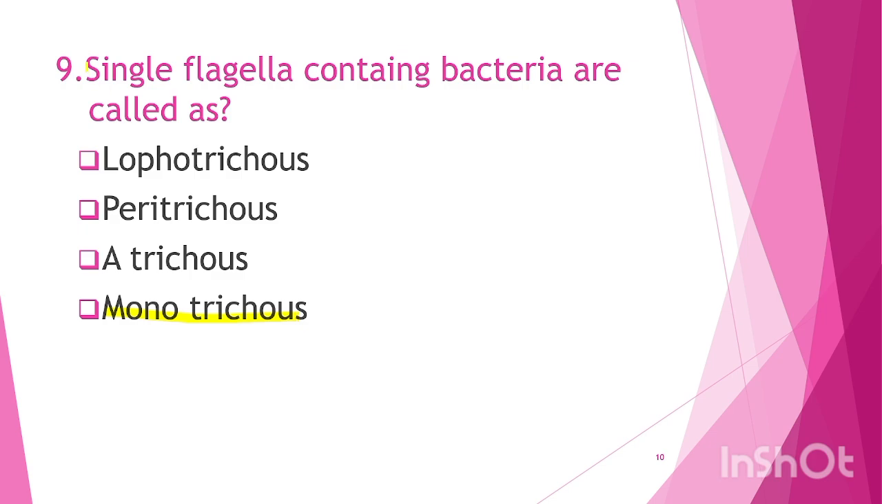Monotrichous means single flagella, only one flagellum, whereas Lophotrichous means multiple flagella arranged around the same point. Whereas Peritrichous means flagella are present over the entire bacterial surface. Whereas Atrichous means no flagella present on the bacteria. So the correct answer for this question, single flagella containing bacteria are called Monotrichous.